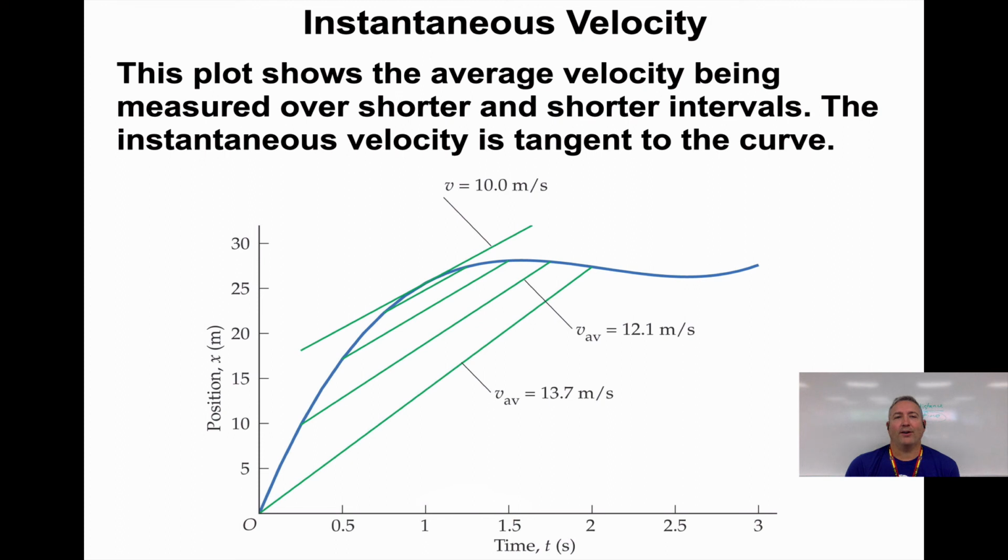So if we graph out a position versus time graph, the average velocity takes place over a course of time. So this lowest green bar is the average velocity for 2 seconds worth of motion. So it's gone, well, it looks like 27.4 is what they think, 27.4 meters in 2 seconds. So it's gone 13.7 meters per second as an average. But at any point, the instantaneous velocity is the slope of the line. So at 1 second, the slope of the line is that upper green line, which is 10 meters per second. Okay, so it's tangent to the curve.